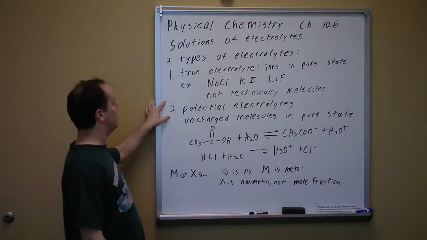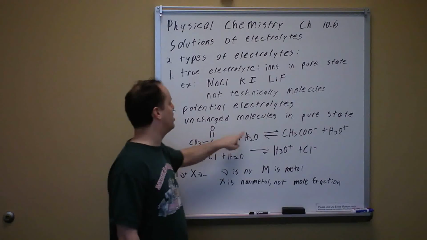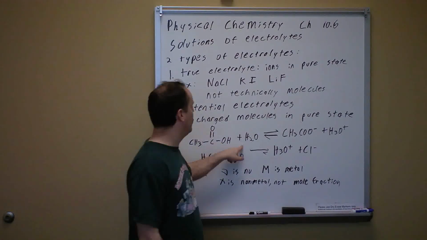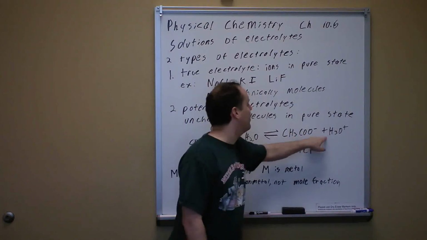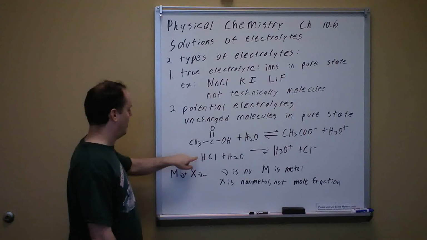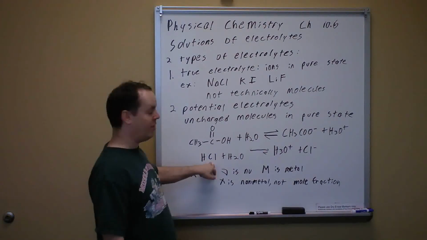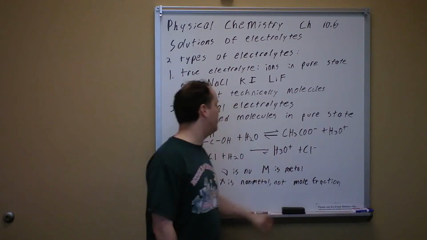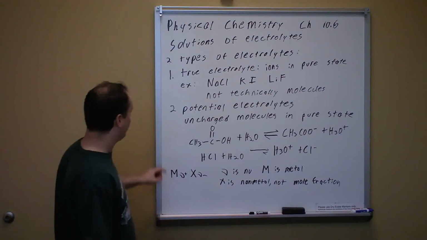On the other hand, there are potential electrolytes. These are substances that exist as uncharged molecules in the pure state. For example, this, I think, is acetic acid. It's a neutral molecule, but when you dissolve it in water, it dissociates into ions. Same thing with HCl, hydrochloric acid. It exists as a molecular gas in the pure state, but when you dissolve it in water, it dissociates into ions. So those are potential electrolytes.